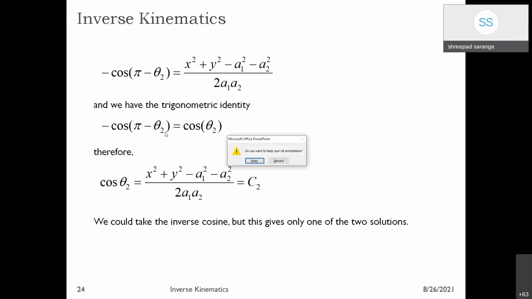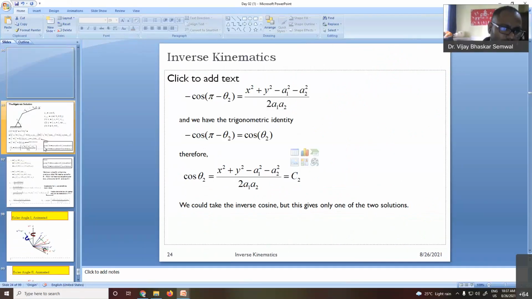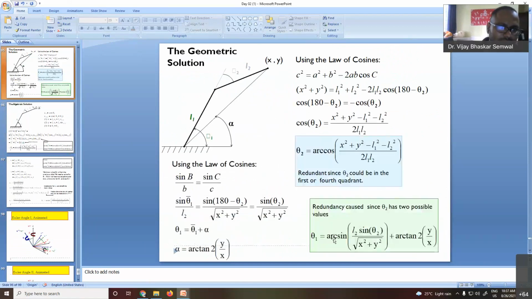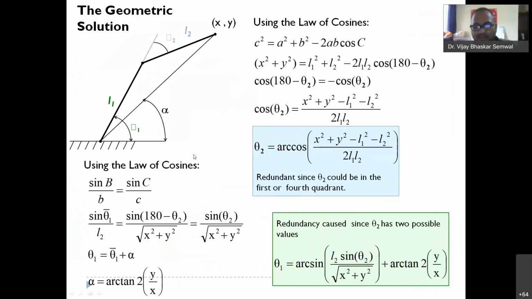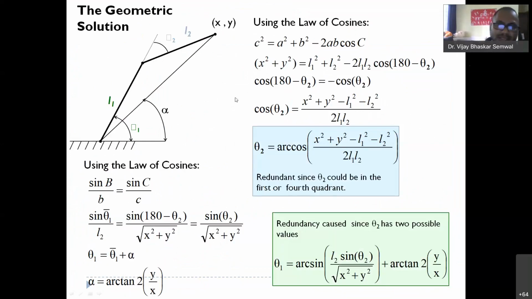I have the solution. I am directly coming to the solution. The solution I will show you. There are two ways by which you can solve. One is geometrical solution, another is algebraic solution. Whatever solution you want to apply, you can see. Geometrical solution I am telling. Theta 1, theta 2 is clear. How do I calculate theta 2? x square plus y square minus a1 square minus a2 square upon 2 a1 a2. This is clear.